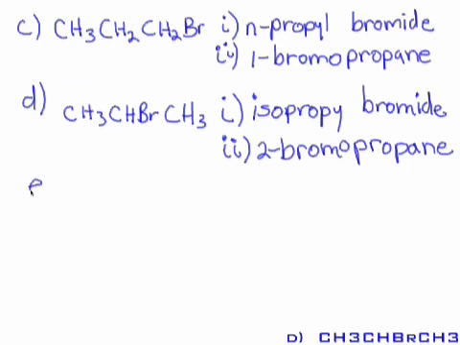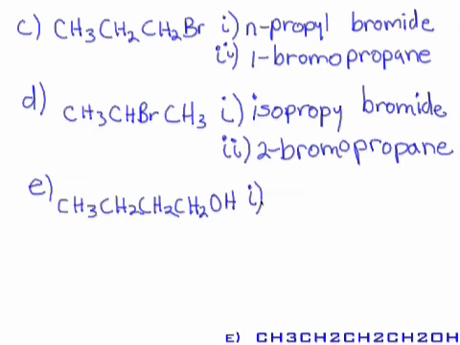Let's try E. E has 4 carbons in a straight chain with an OH. The common name will be named as an alkyl alcohol. This is an n-butyl group, n standing for normal, straight chain, n-butyl alcohol.